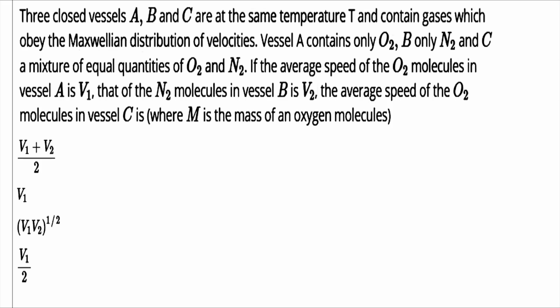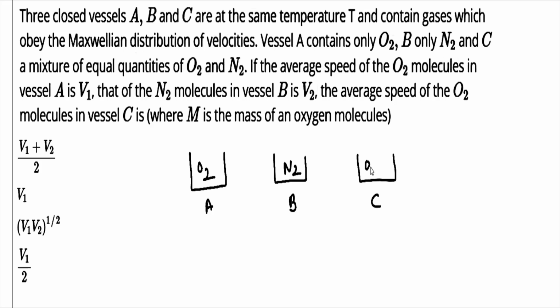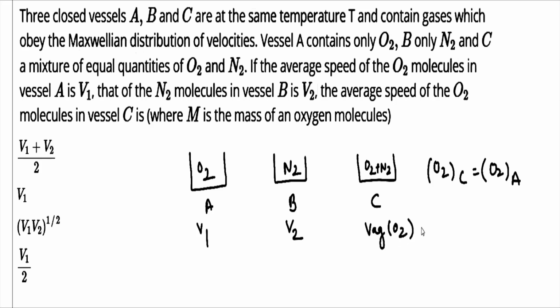Basically there are three vessels, vessel A, vessel B and vessel C. In vessel A there is only oxygen, in vessel B there is only nitrogen, and C is a mixture of O2 plus N2, but with the same amount of oxygen as vessel A has. This is given in the question. The velocity of oxygen molecules in vessel A is V1, and of N2 molecules in vessel B is V2, and they are asking the average speed of oxygen in vessel C, and the mass of the oxygen molecules is m.